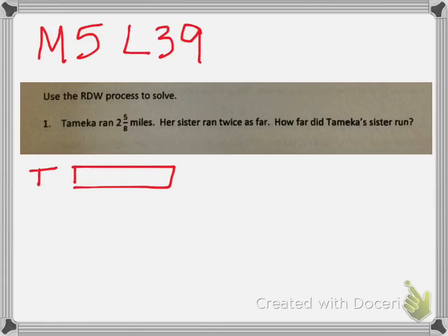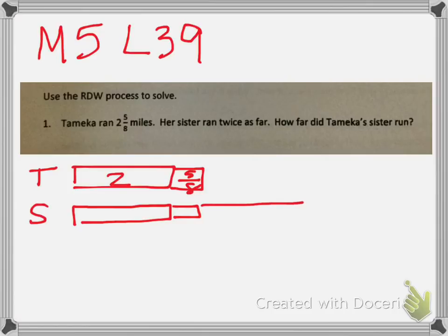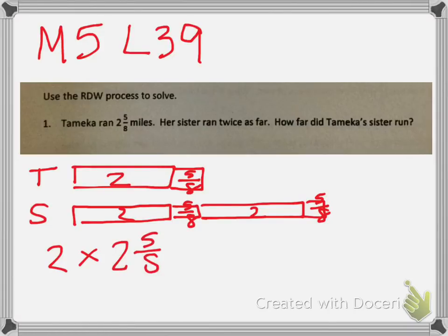Okay, she ran 2 5/8 miles. And her sister, I'm just going to write S for sister, ran twice as far. So her sister ran this far, and then she did it again. Okay, so this is her sister, 2 5/8 and 2 5/8. All right, so if we showed this in the distributive property, it would be 2 times 2 5/8.